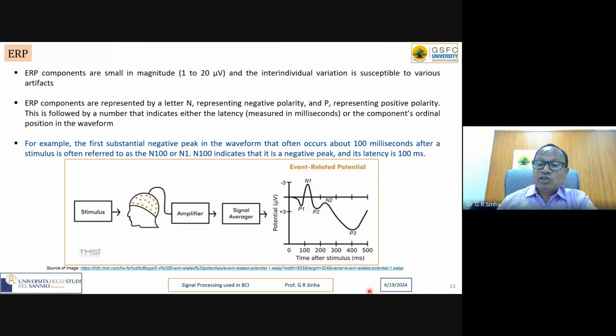What is the latency? You see here, 100 millisecond means you will start capturing the event. Suppose you are watching a candle burning, and you are watching the flame continuously. How much time does it take to produce the first positive peak? It is increasing. Now you have reached the peak point.